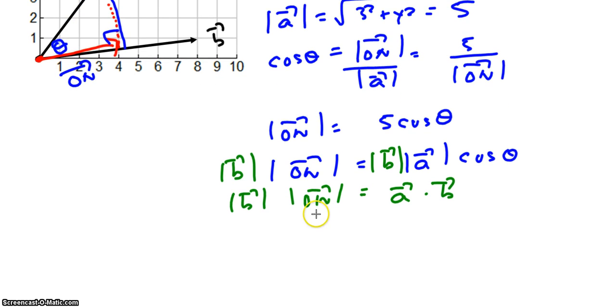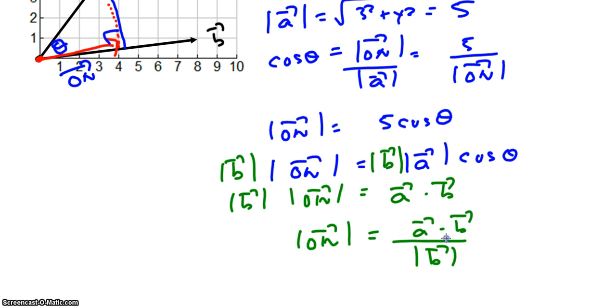But ultimately, as I said before, our goal is to figure out the length of the red, which is ON. So I'm going to rearrange this: ON equals A dot B over the magnitude of B. We have the components of A and B, so all I'm going to do is take the dot product of (3, 4) with (8, 1), and then find the magnitude of B.